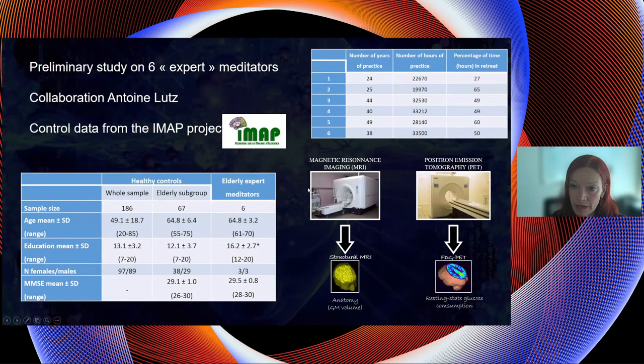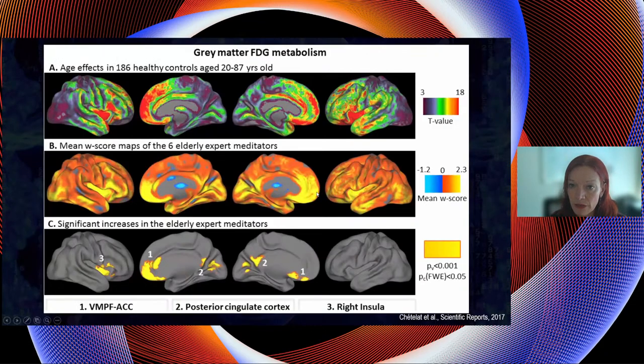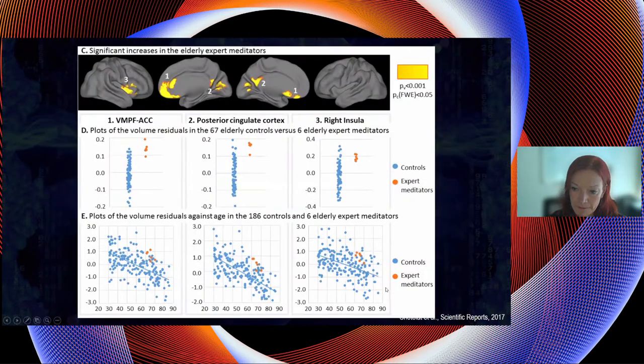To test this hypothesis, we first conducted a pilot study in older expert meditators. There were six older expert meditators. They are experts because they have more than 10,000 hours of meditation practice, and we compared them to a group of elderly controls of the same age. They are all cognitively normal. What we showed is that the expert meditators show increased brain volume and glucose metabolism in specific brain regions, including the anterior cingulate and ventromedial prefrontal cortex, the posterior cingulate cortex, and the right insula. This suggests better brain maintenance, with higher volume and glucose metabolism in these regions that are very sensitive to age, as you can see here, compared to non-meditator individuals.